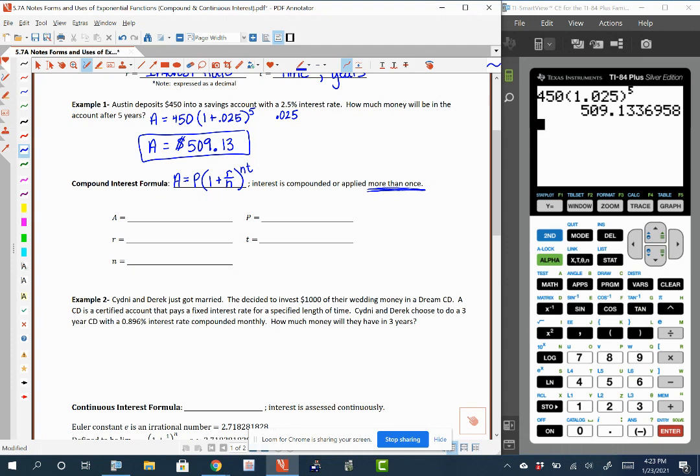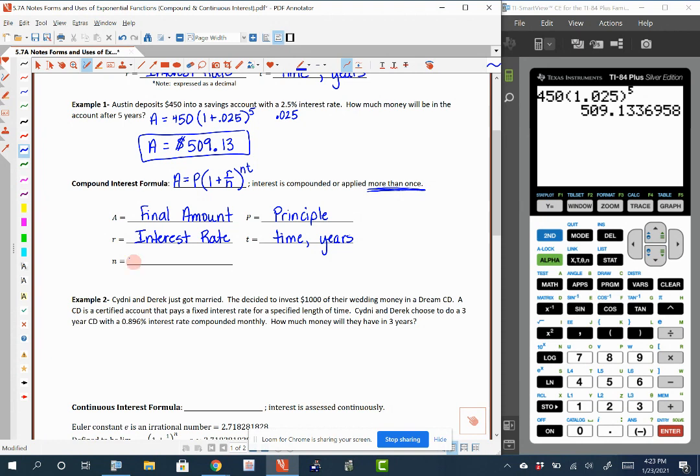As far as what everything means, A is still referring to that final amount, so that's not changing. P is still referring to that principal. How much are we originally going to be putting into this? How much are we starting with? R is still going to be our interest rate, and we're still going to be taking percents and changing them to decimals so we can use them. Time is still going to be in years. We're just going to have to alter our formula to tell us how many times we're breaking up that year.